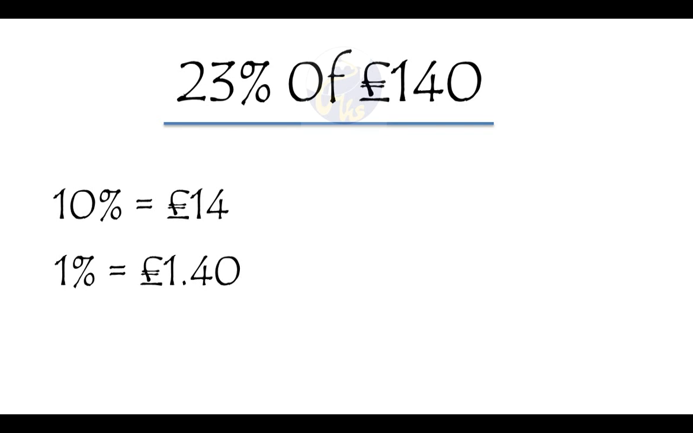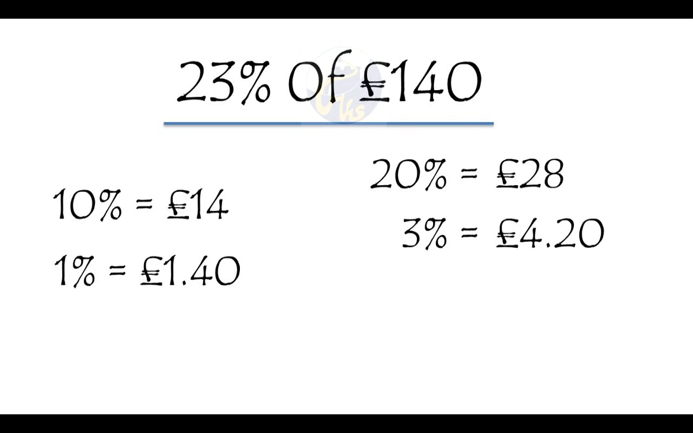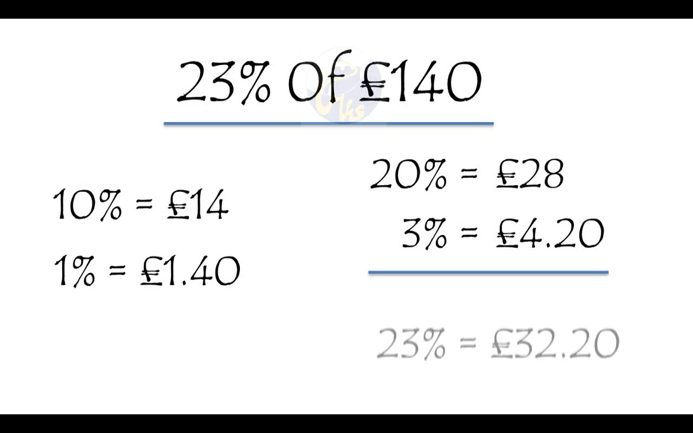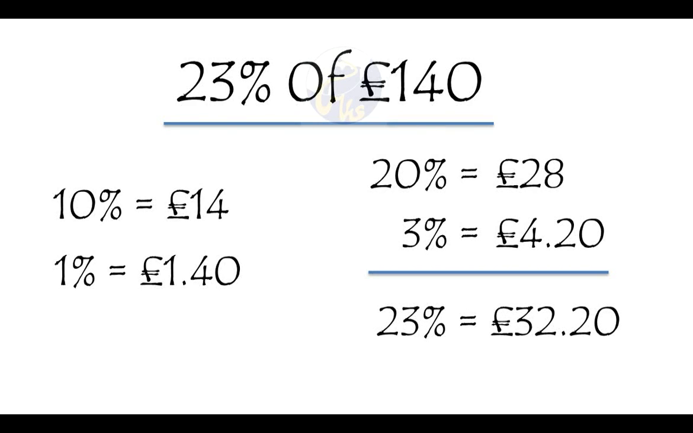So once I've got these two, 20% I can find just by doubling the 10% to give me £28. And then to get the 3%, I would multiply 1% by 3, and that would give me my £4.20. So to get 23% overall, just add the two results that I've got, and that tells me that 23% is £32.20. Now that's all well and good in a problem where the numbers are nice, and if you don't have a calculator, this is the most likely way you're going to go about it.